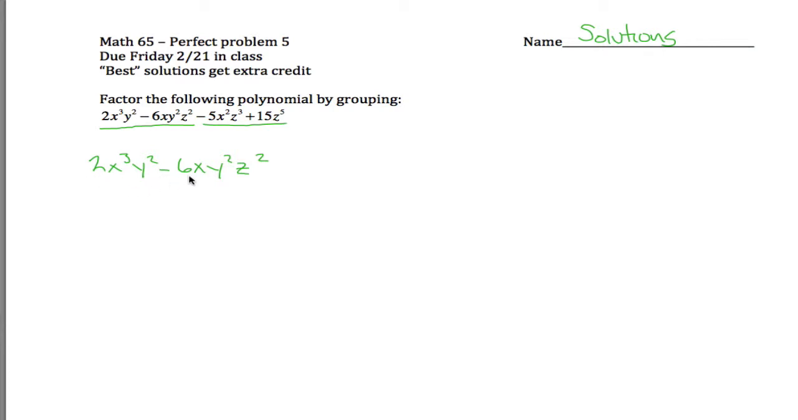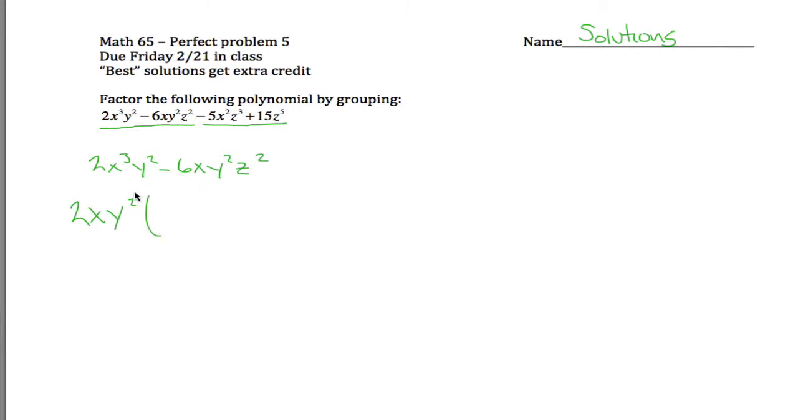Well, if you look at the coefficients, the greatest common factor between 2 and 6 is just a 2. So from the numbers, I'll be pulling out a 2. What about x's? I got x to the first power here, x to the third power here. So x to the first is the most that I have in common. Y squared here, y squared here. So I got y squared in common. And then there's no z's here, so I don't have any in common. So it looks like this is my greatest common factor from the first two terms.